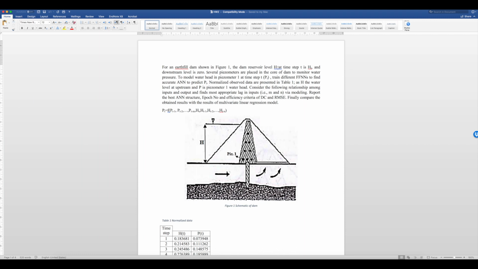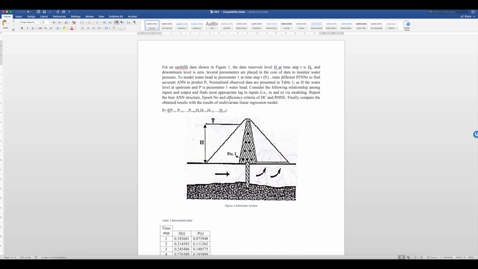Using these readings, we are going to use ANN within MATLAB to find which M and N is better for estimating the pressure at time T. So pressure at time T is going to be predicted as a function of lags of P, like P at T minus 1, P at T minus 2, and also as a function of H, which is the water level at the reservoir. So in order to start, we have to understand the idea of the lags.